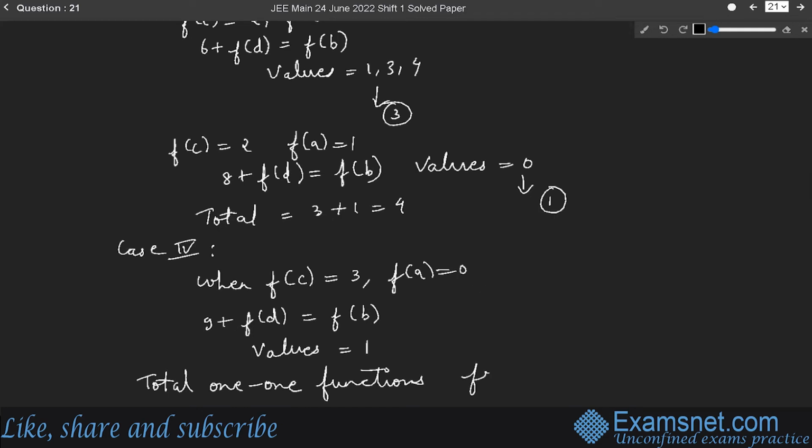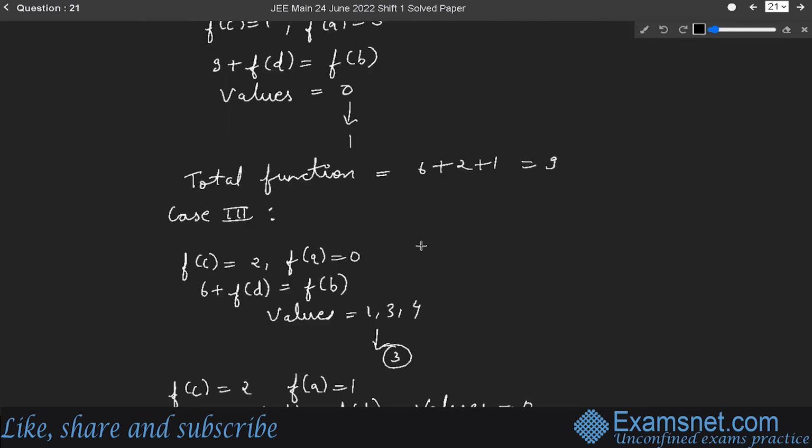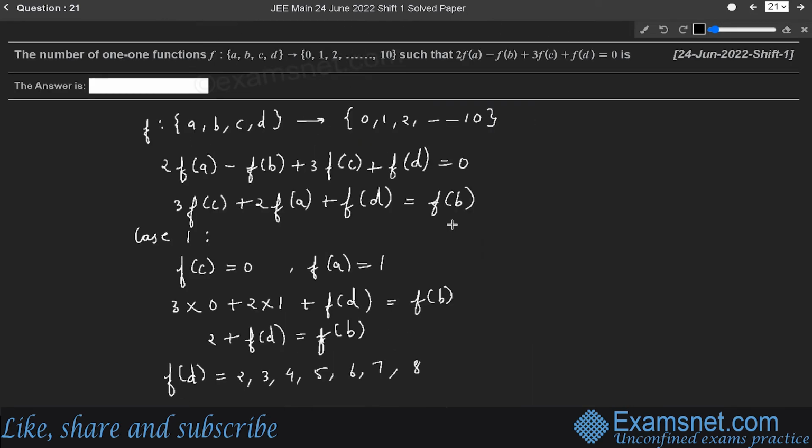From these 4 cases, the total will be equal to 17 plus 9 plus 4 plus 1. So on adding all these values, we get 31. Hence, we can say that the correct option for this question is 31. And we can write the answer as 31 here. So the answer will be 31.